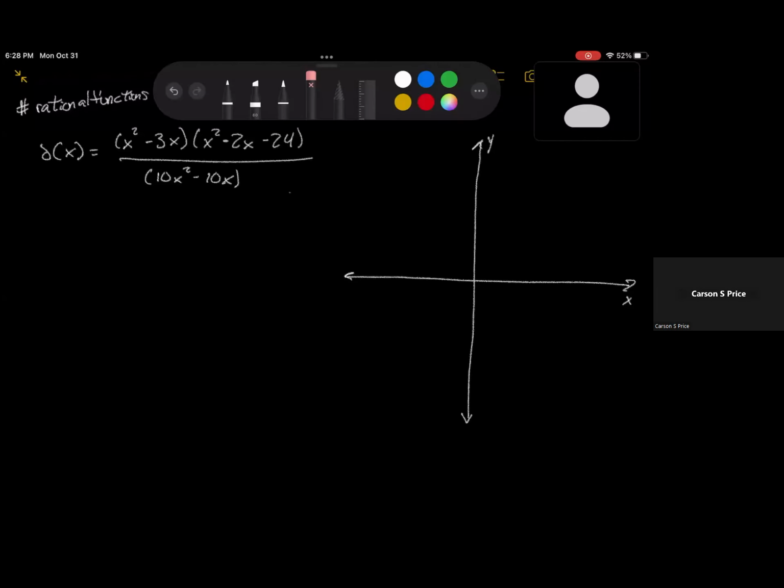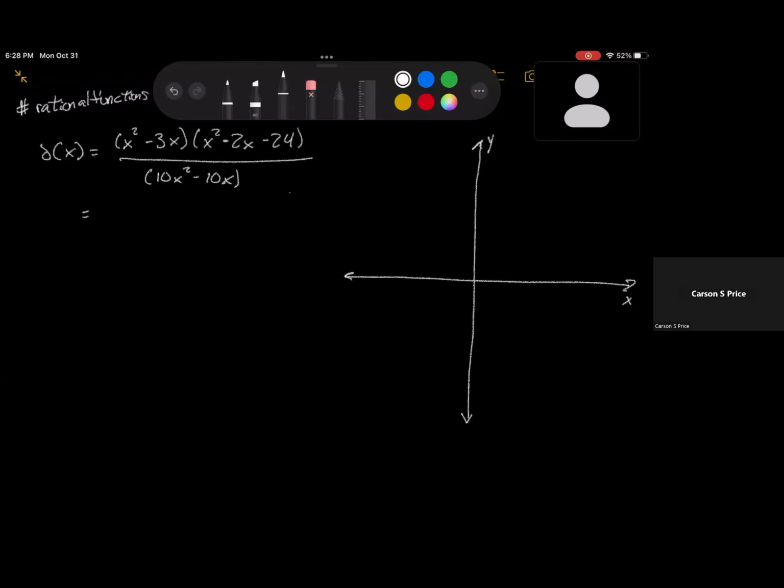Okay, let's graph this rational function, d of x. As we're preparing to graph it, it's in our best interest to get this in as factored form as possible so we can easily identify any zeros in our numerator or denominator.